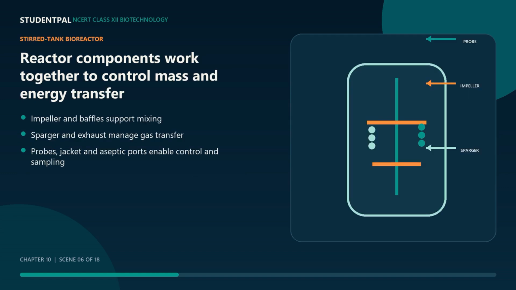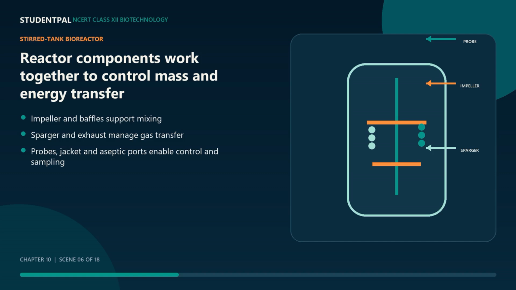A stirred tank bioreactor is a closed vessel designed to support biological conversion. The impeller moves liquid and disperses gas. Baffles reduce simple swirling and improve mixing. A sparger introduces sterile gas as bubbles, increasing gas-liquid contact, while the exhaust system removes gases through suitable filters and may support off-gas measurement. A jacket or internal heat transfer surface adds or removes heat.